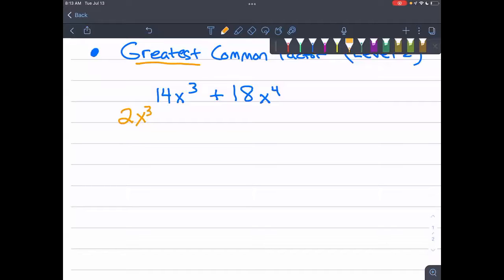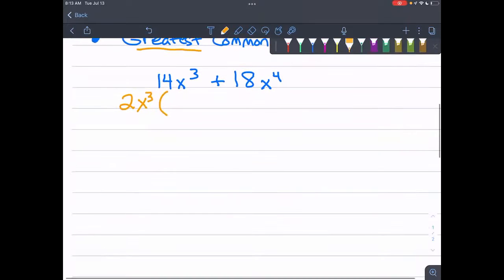So x to the 3rd. And then we're dividing. 14 divided by 2, 7. We took out all 3 x's there, so we don't have any x's left on that first term. What's the next number going to be? 9. And then, yeah, there was 1 x left over because we took out 3 of them, left 1 behind.